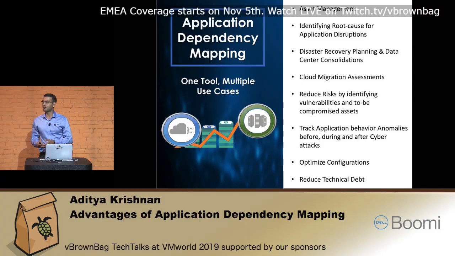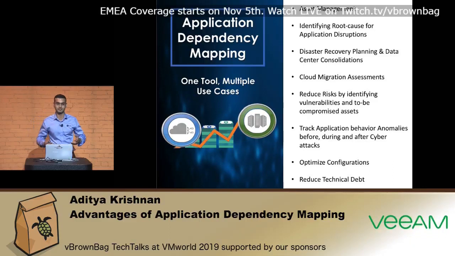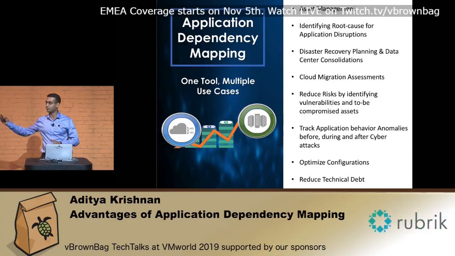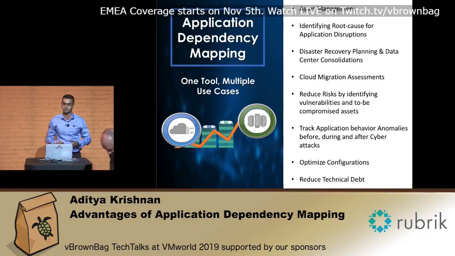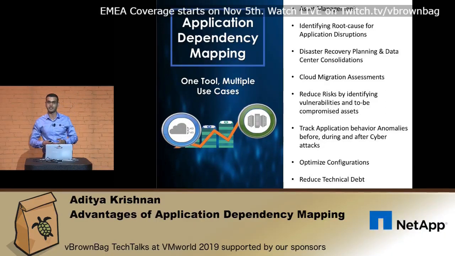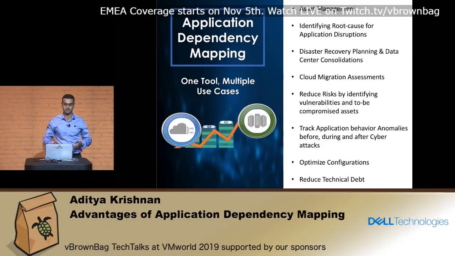So as I talked about, application dependency mapping is a very, very critical tool that can be used in so many different ways. It's a single tool which has multiple use cases, and as you can see from the section on the right, it has a lot of use cases such as asset management, root cause identification, disaster recovery planning, and so on. And I'll be talking about some of these in further detail as we go along with the presentation.